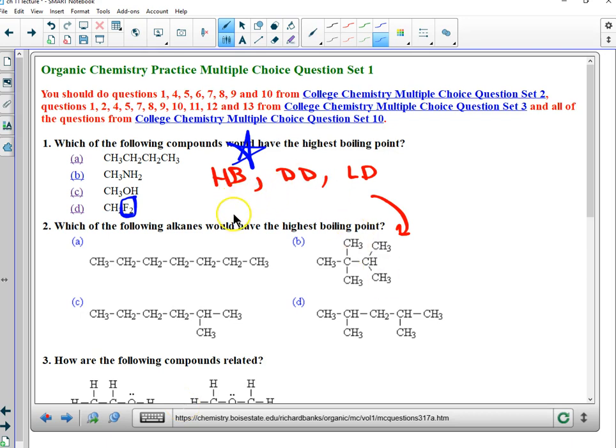These are written in order of strength. Hydrogen bonding, greatest. Dipole-dipole, next greatest. London dispersion, the weakest. Okay? Fair enough? Okay. Let's move to the next idea here.